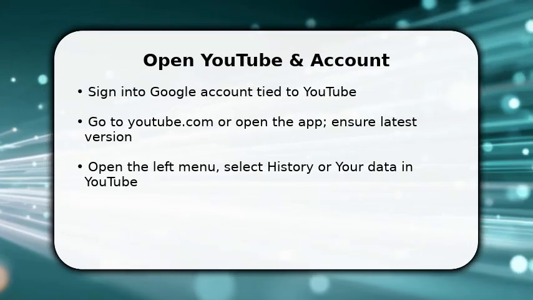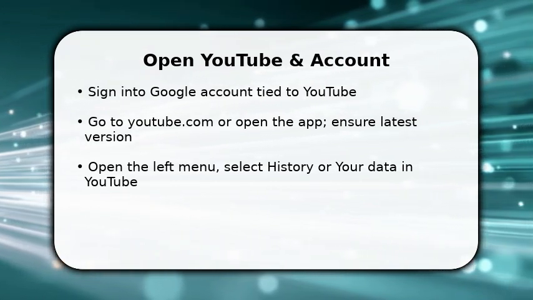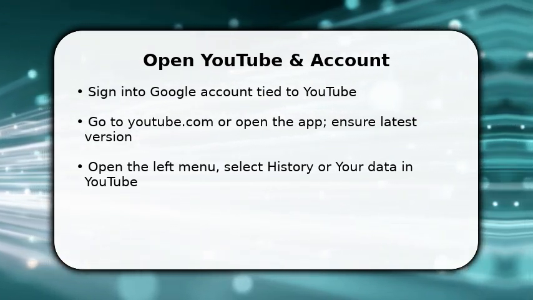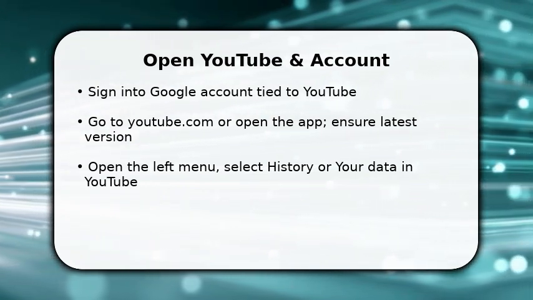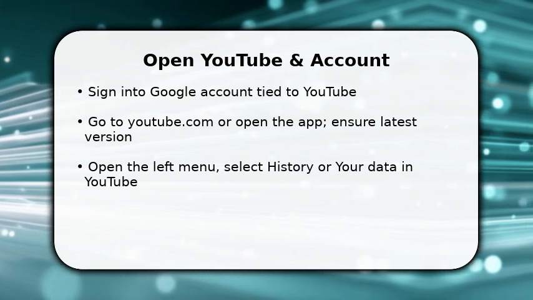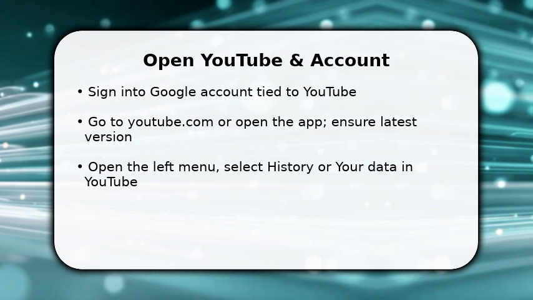You start by confirming you are signed into the Google account that stores your YouTube activity. Once signed in, go to YouTube or open the mobile app. Make sure the app is updated so menus match. Next, open the left-hand menu and choose History or tap your profile, then your data in YouTube.